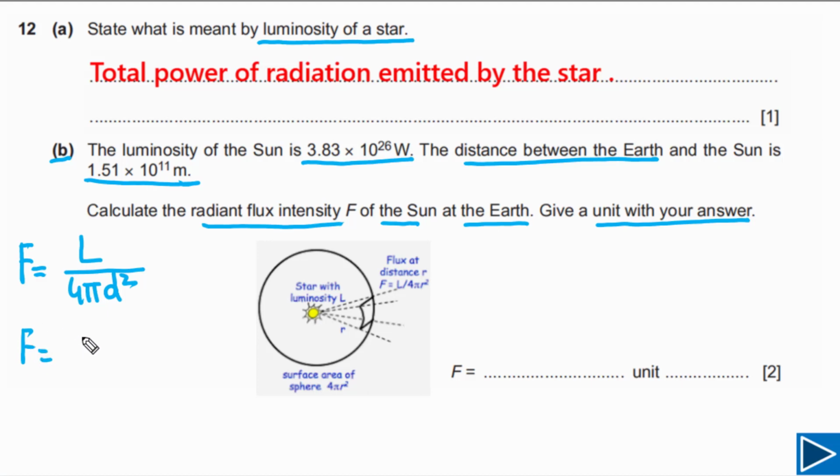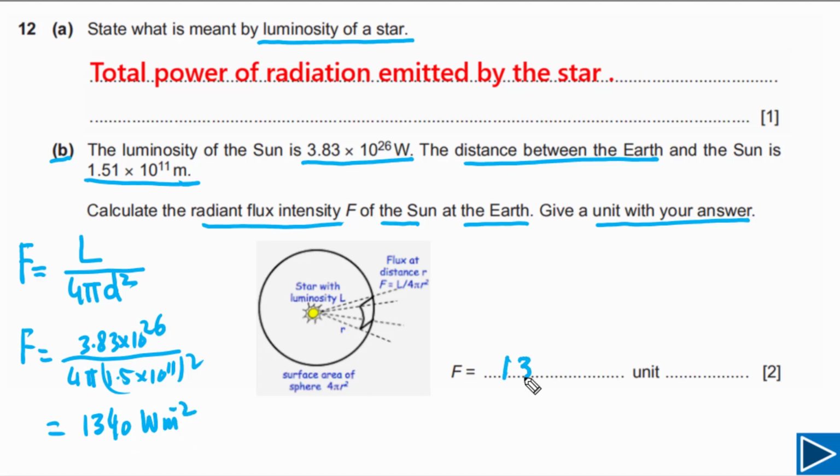In this case, luminosity is given, that is 3.83 times 10 to 26, divided by 4 pi d squared. This is the distance from the sun, or simply from the star. Distance is 1.5 times 10 to 11, squared. If we solve this, our final answer will be 1340 watt per meter square. That's all we have to do for part B. So we can write down the magnitude, and the unit is watt per meter square. This is the unit of radiant flux intensity.